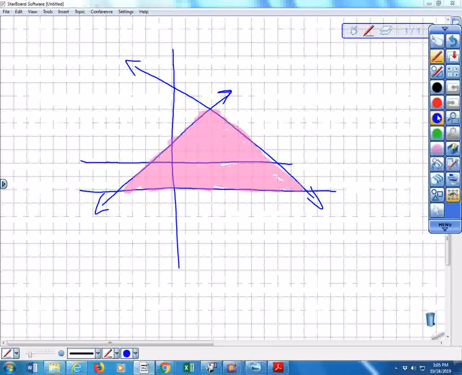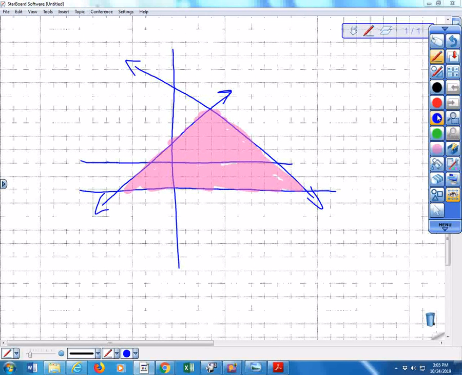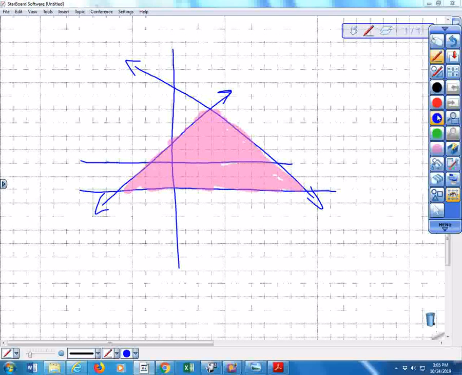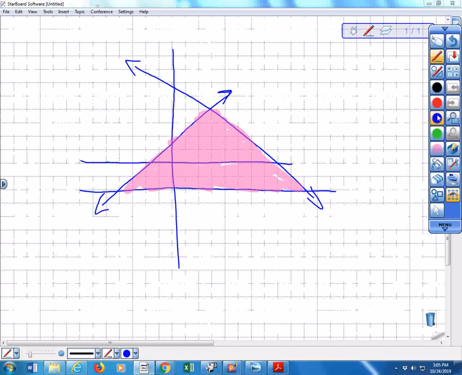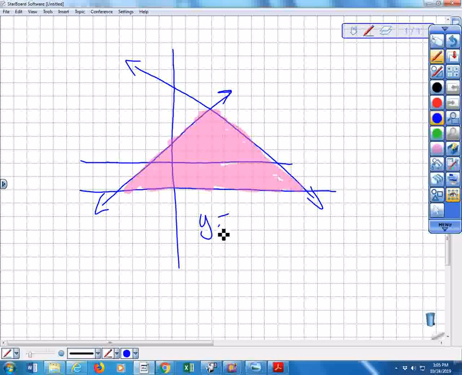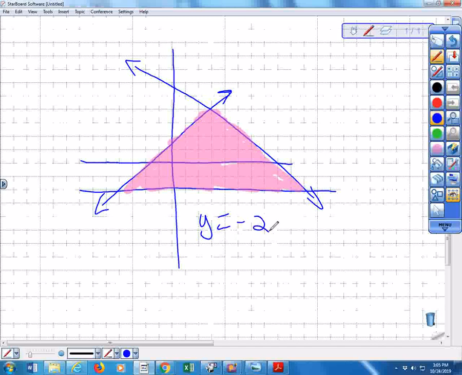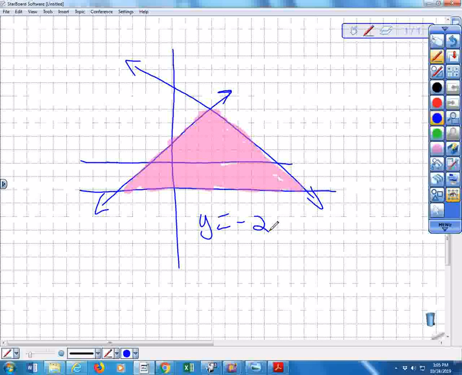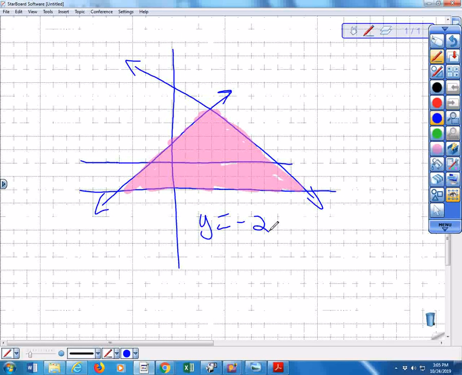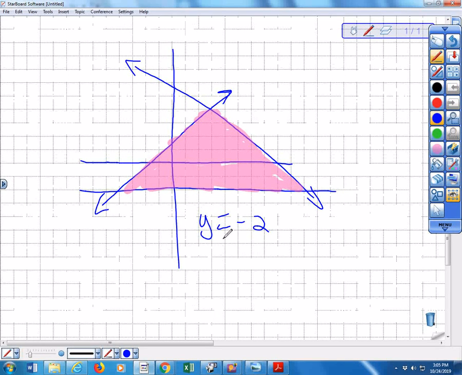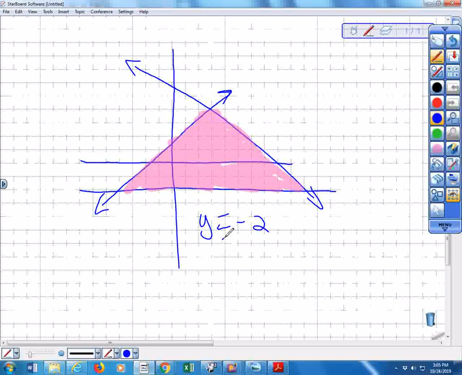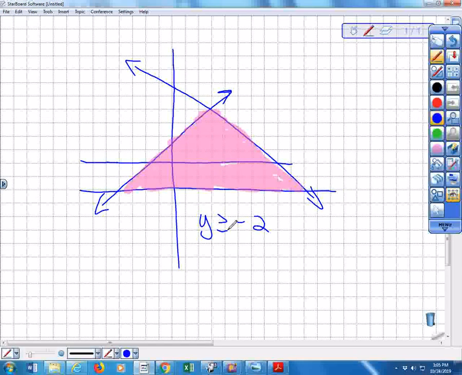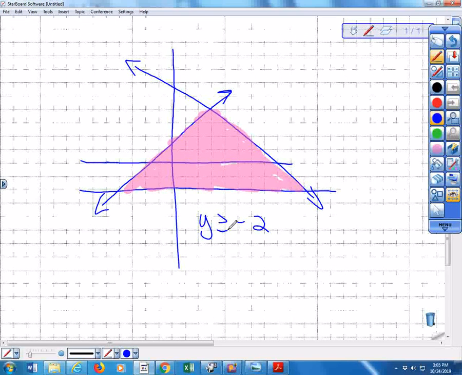So the first bound is this line down here. Is this a y equals line or an x equals line? It's a y equals line, right? And it is actually y equals negative 2. Now, it's an inequality because it's shaded. So the inequality shows shading above negative 2. So what do you think this symbol should be? Greater than or equal to. So I found one bound.